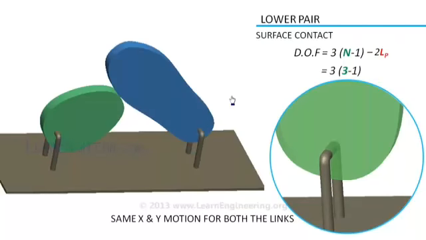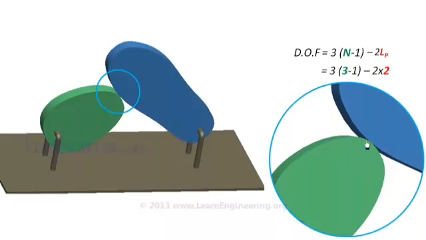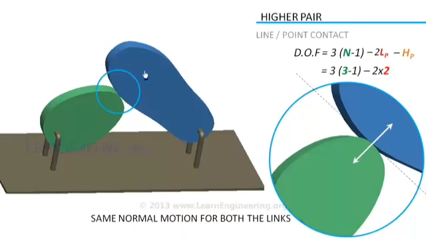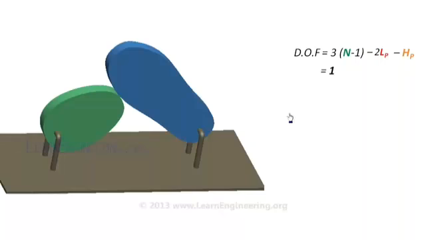Now consider this joint, which is having a line contact. If joint between 2 links is having line, or point contact, both the links should have same translational motion, along the common normal. However, it could have different motion, in tangential direction. So, for each such pair, there will be deduction of 1 mobility from the total. This kind of pair is called higher pair. Here we have got 1 higher pair. So this mechanism has got 1 degree of freedom. Means, by knowing position of only 1 cam, we can completely determine this mechanism.